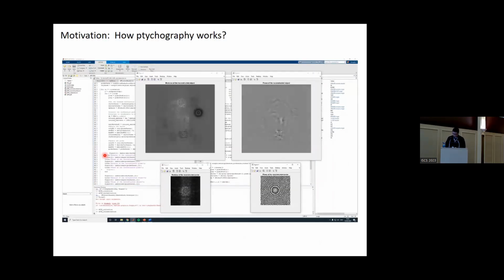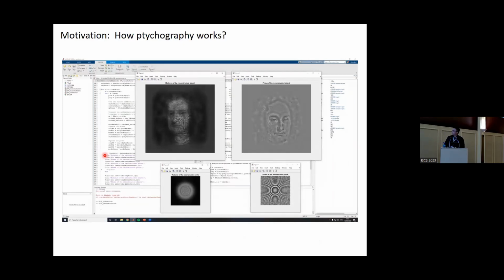Yes, we started with some random guess. The top two images are the modulus and phase information for our sample, and the bottom two images are the modulus and phase for our probe. But all four of them are a random guess at the beginning, and then as we update each position, gradually we can retrieve both the object and probe information.